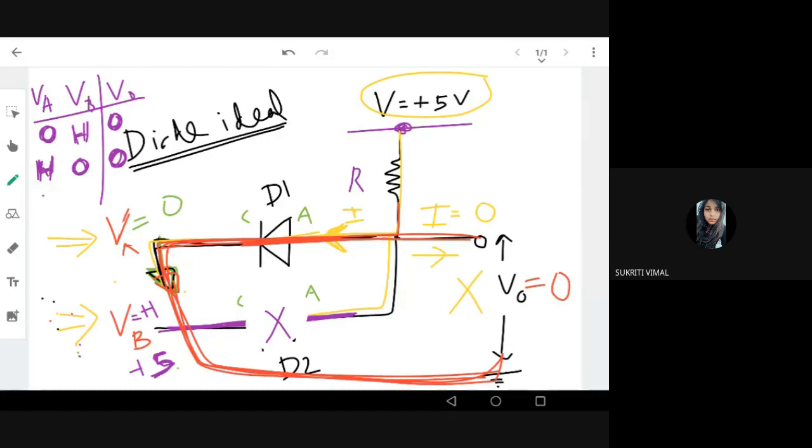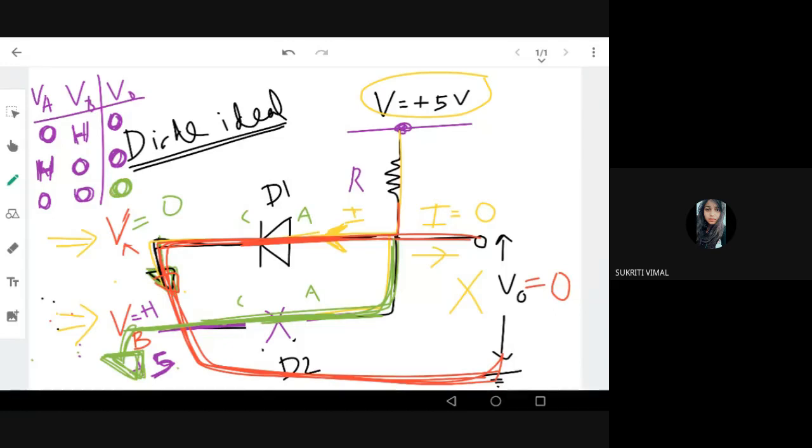Both are given low. VA is low and VB is low. Same thing happens. Even in this case, if VB is also low, the path towards diode 2 is also connected to the ground. Nothing happens. No more current flows from the input voltage source, so again the output voltage will be 0 only.